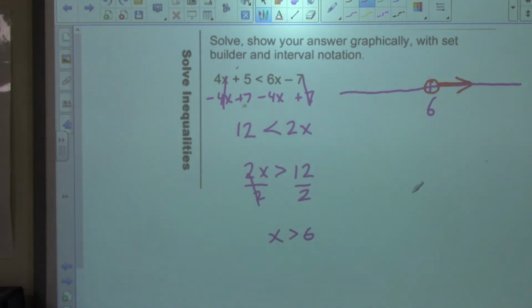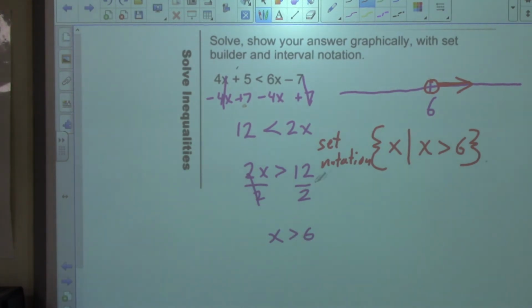Okay, does that make sense? So that's your graphing on a number line. And then your set notation. Set notation is something you may not be familiar with. It looks like this: x such that x is greater than 6. That's called set notation. And finally, you have interval notation. And by the way, this thing down here is called inequality notation.